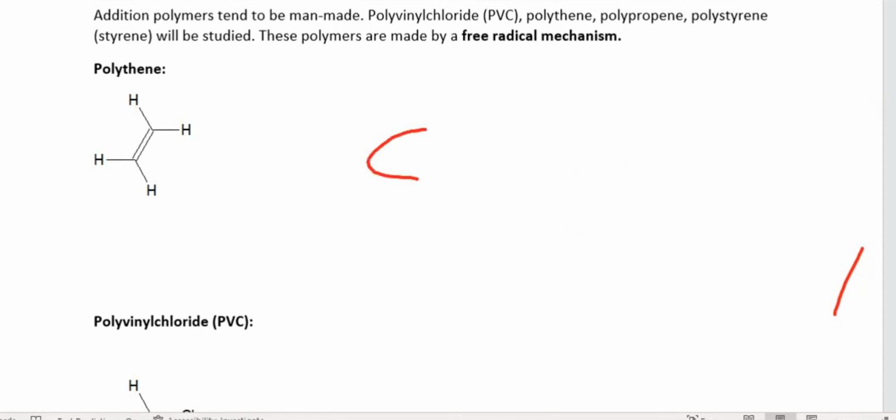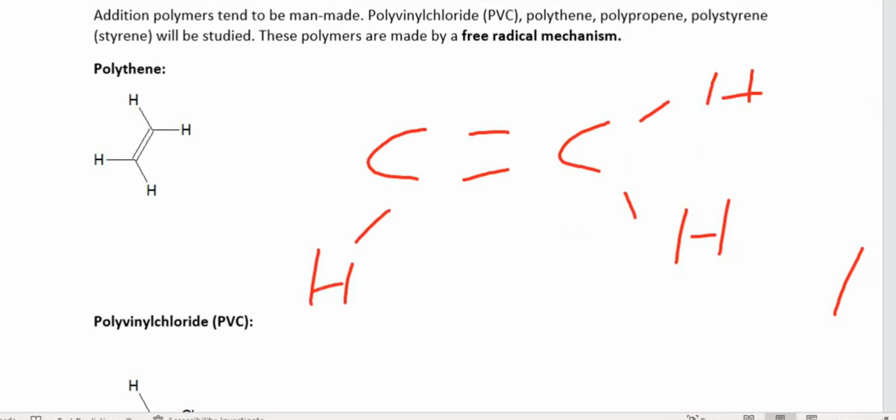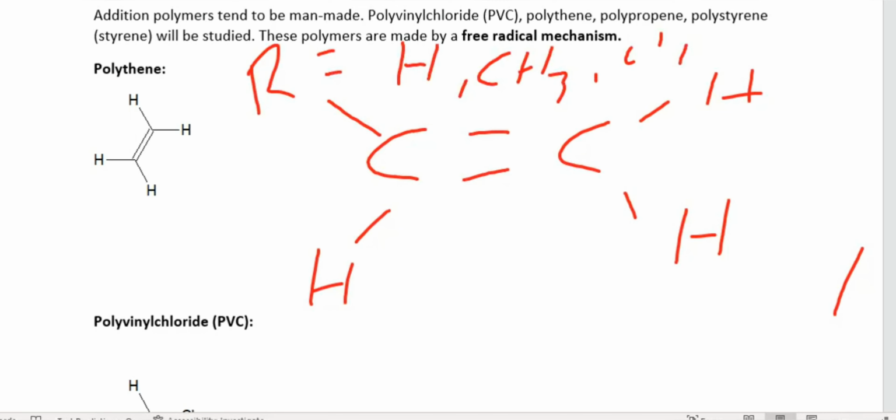So I'll show you the general structure of the addition polymer. So this is what it looks like. You have a carbon, double bonded to a carbon, bonded to a hydrogen, bonded to a hydrogen, bonded to a hydrogen, and then bonded to R. Now, R can be hydrogen, it can be CH3, it can be chlorine, or it can be C6H5. Okay, now, so these are the 4 polymers.